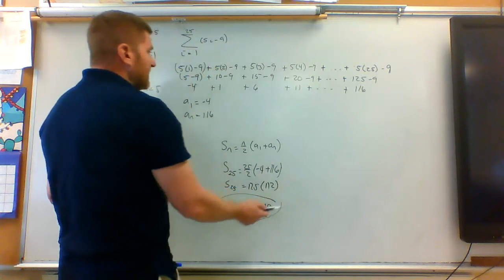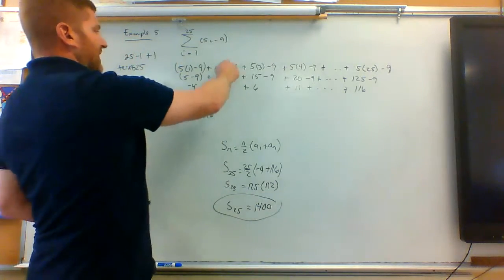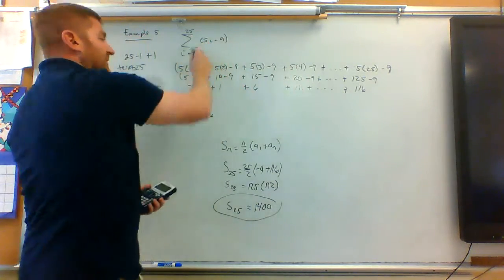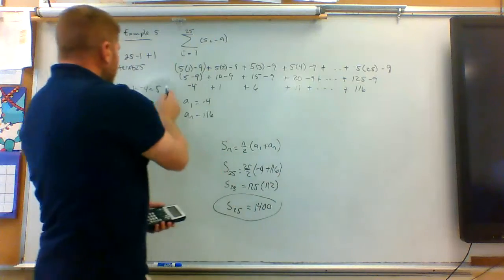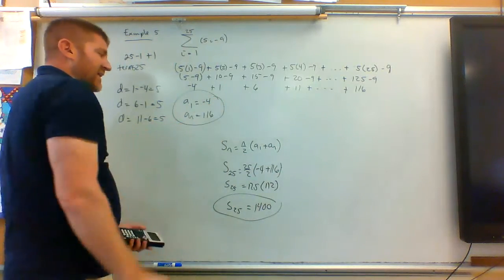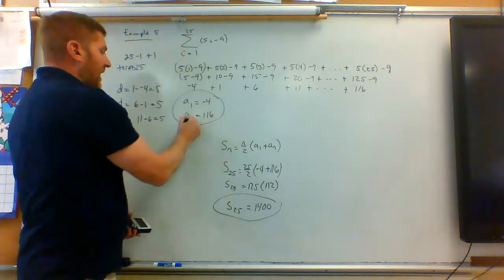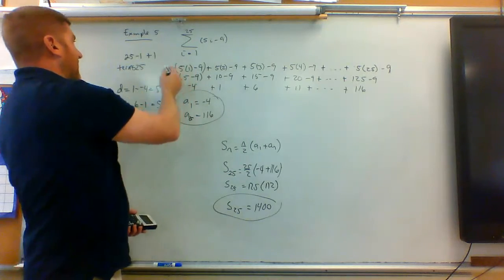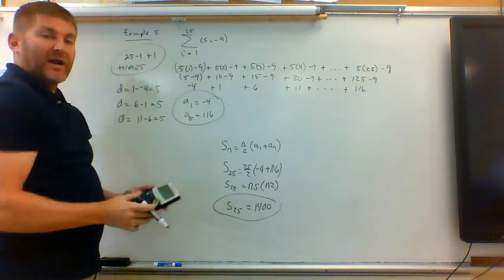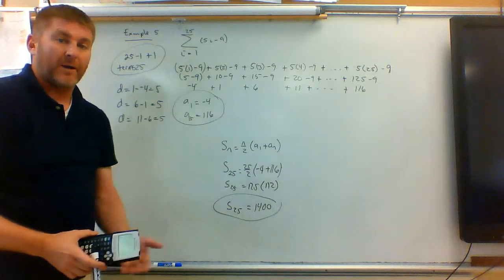Now, just knowing that this was a line, I could have skipped all this, found the first term and the last term, because that's really all I needed here. I still need to know how many terms there are, which was 25. So remember, whatever you do, you subtract and add 1.